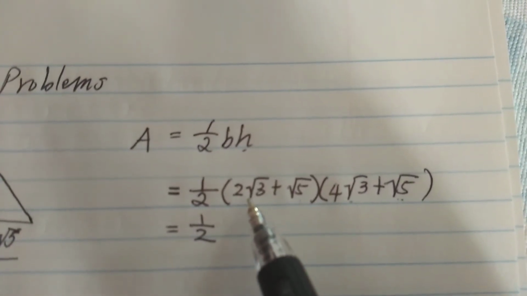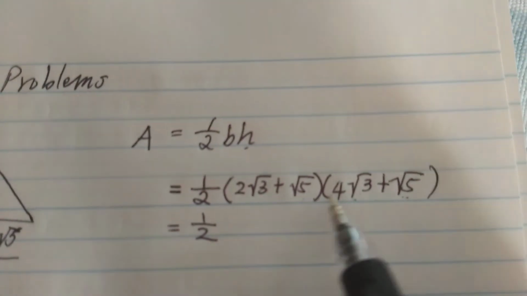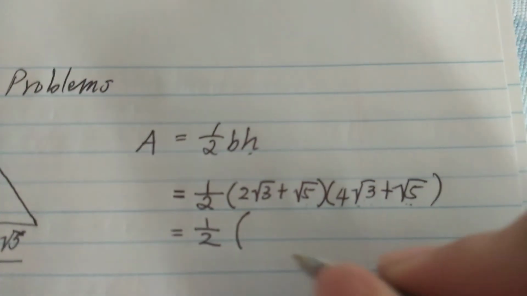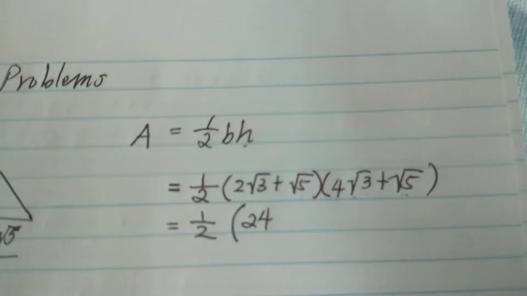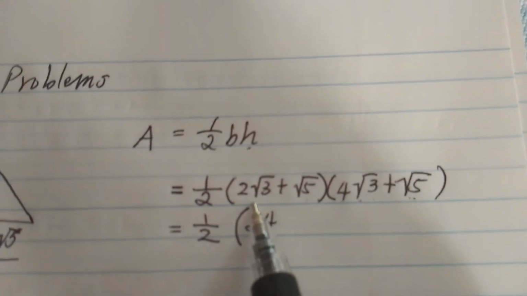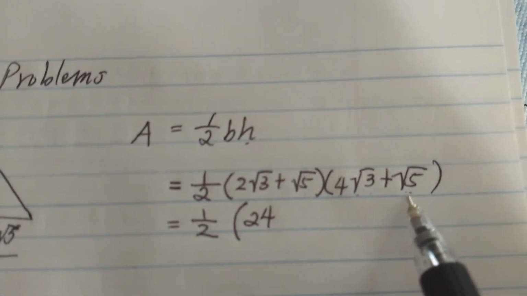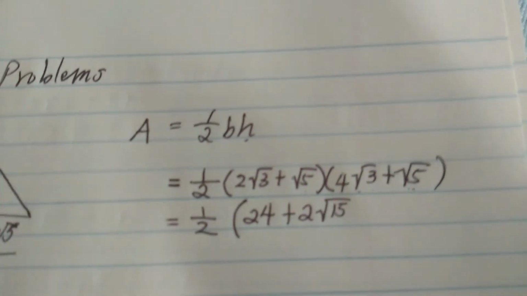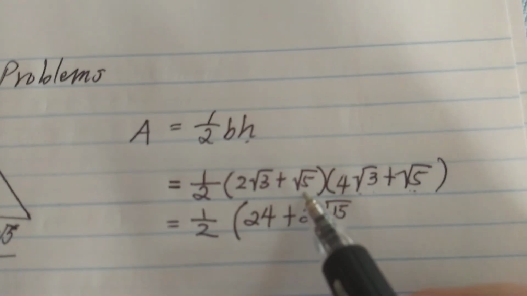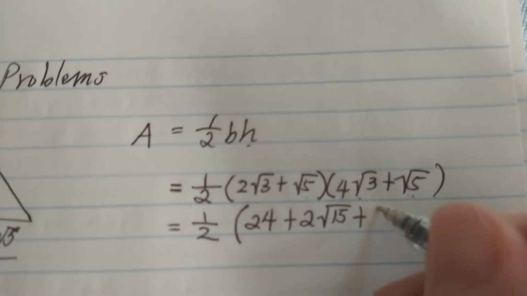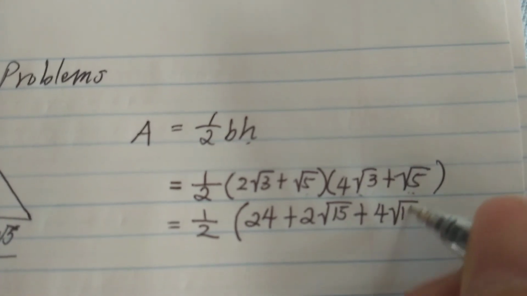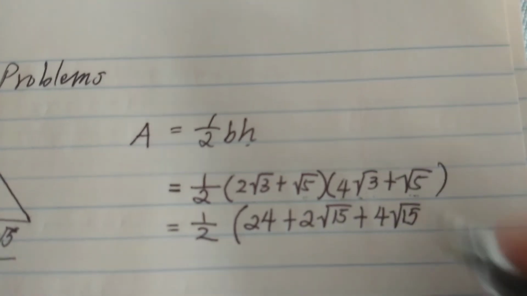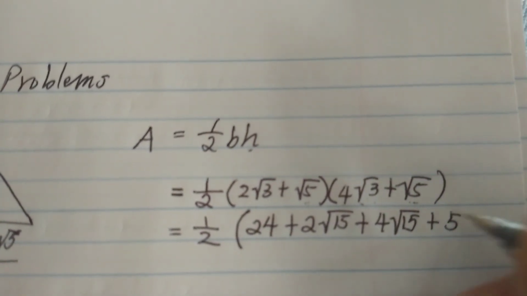Now you're going to multiply these two together. That's 8, and then this will give you 3. So 8 times 3 is 24. That's the first one. Then you take this, multiply by this, and you get 2 radical 15. And then the inside, these two: this times this gives you 4 radical 15. Finally, this term times this term gives you 5.